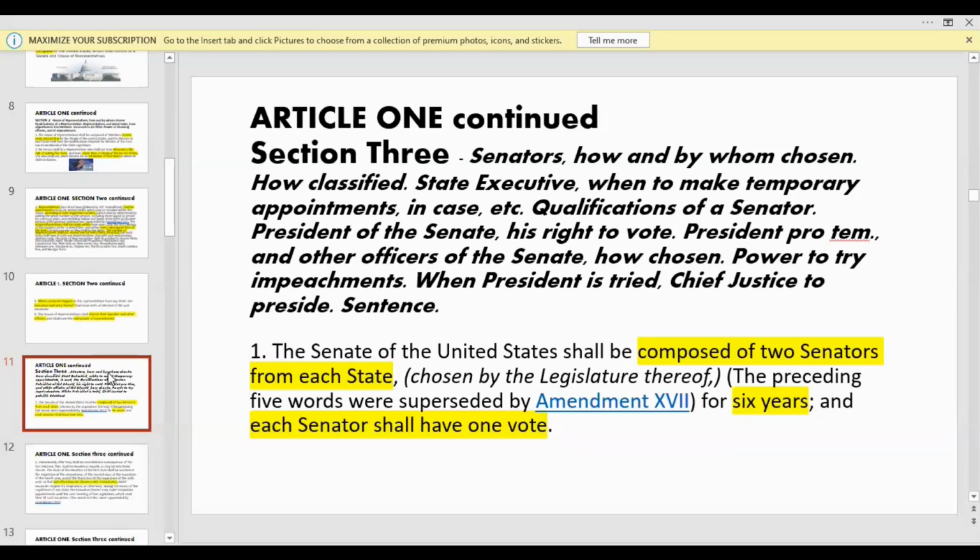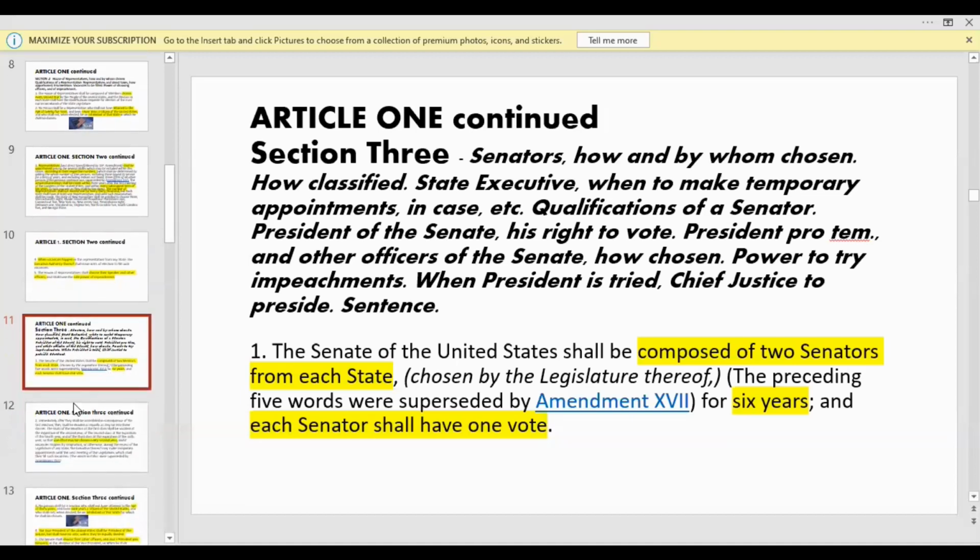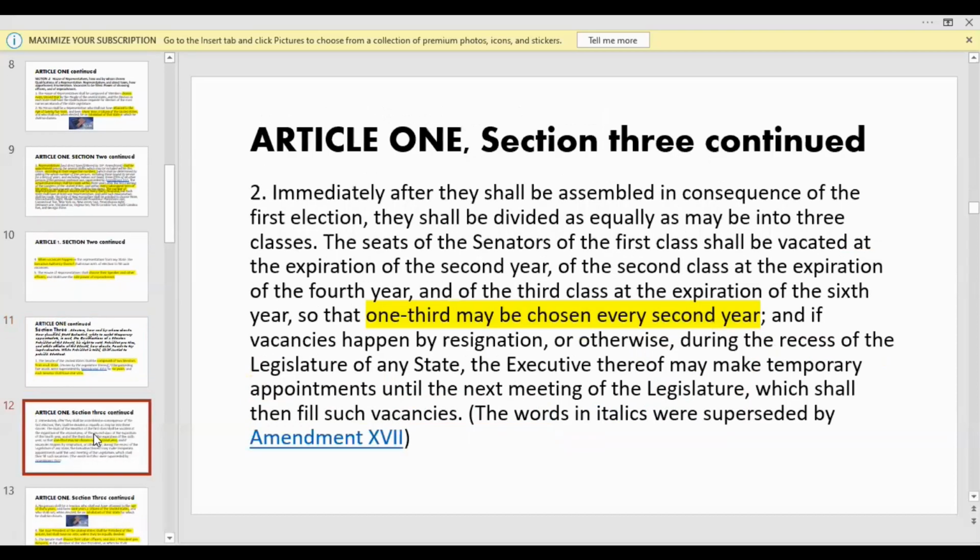It's supposed to be free from the popular will. We'll talk about that in the near future. Moving on to our next slide. I'm going to give you this one real quick. It's a long explanation here.